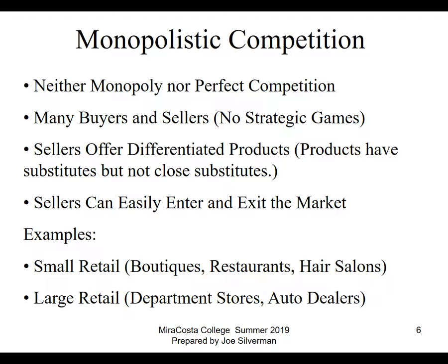So monopolistic competition is not the same as monopoly or perfect competition. It actually has elements of both. That's where it gets its name from. And in fact, I'll show you where it's like monopoly and where it's more like perfect competition. You've got many buyers and many sellers, so there's no strategic games. When we get to oligopoly, we'll find out that when there's only a few players in the market, we actually do assume that these market participants engage in strategic games. Sellers offer differentiated products, meaning that the products are similar, but they're not identical, and sellers can easily enter and exit the market. Those are the characteristics of monopolistic competition.